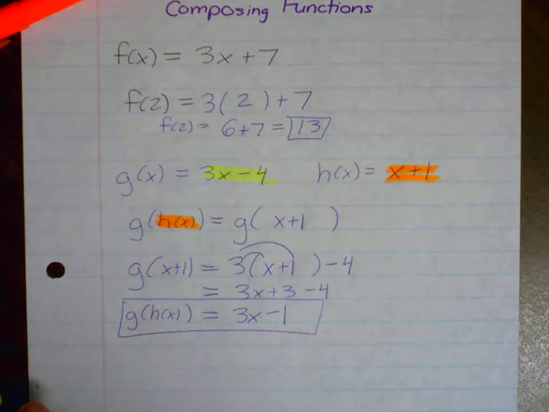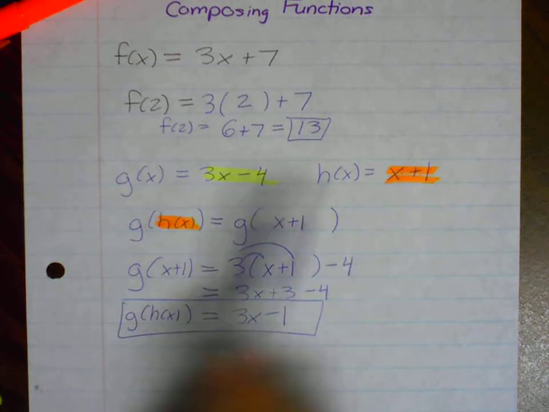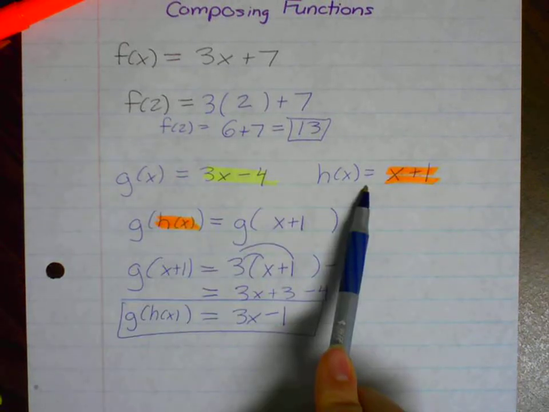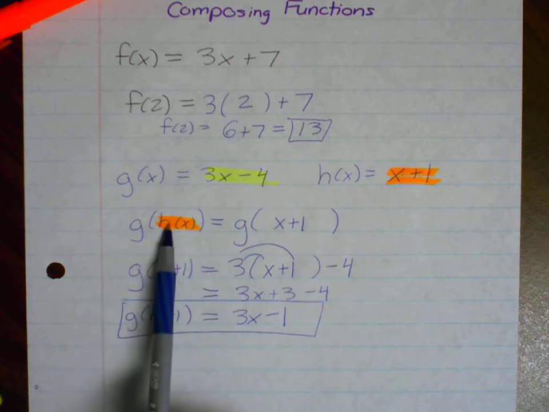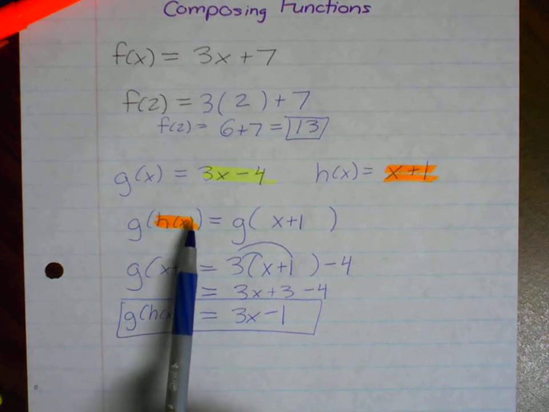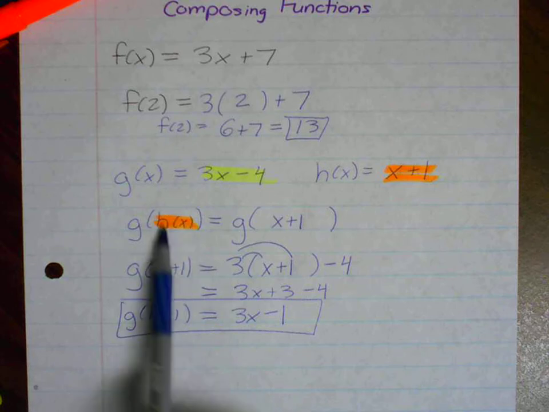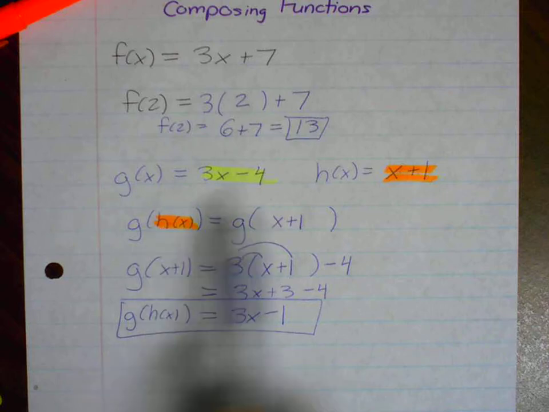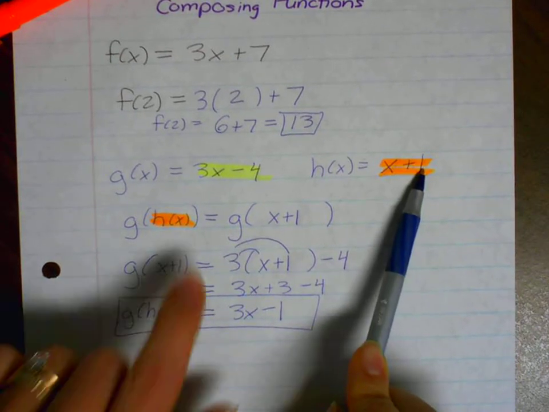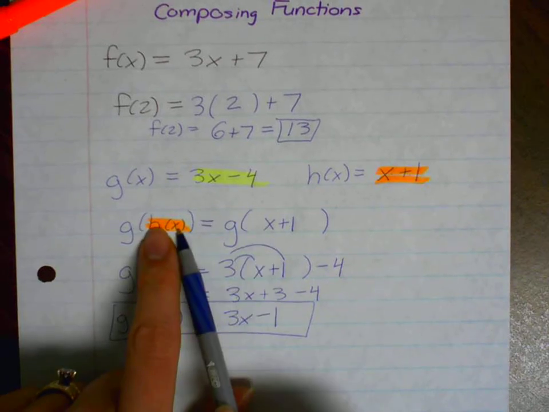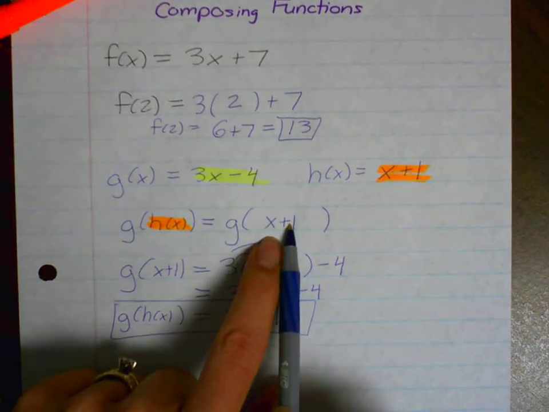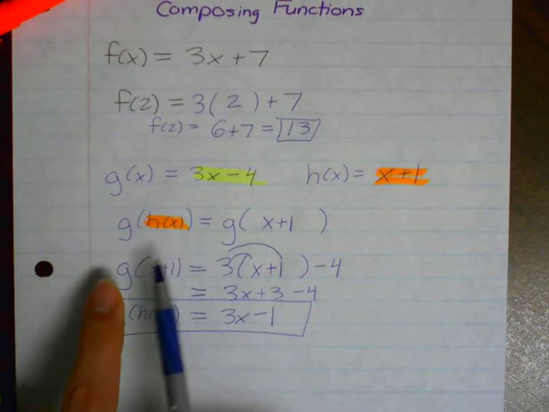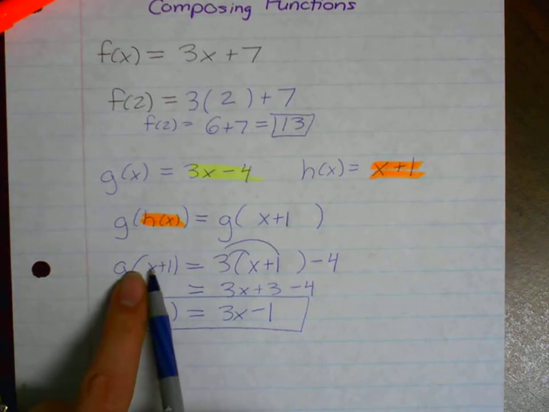So let's talk about that one more time. I have two functions, g of x and h of x. If I'm looking for g of h of x, we are saying this is my input, and I'm going to replace x with this. So I am, first of all, replacing h of x with what it equals. It equals x plus 1. So I take out the h of x and I put in x plus 1. Then my second step here is to find out what g of x plus 1 is.